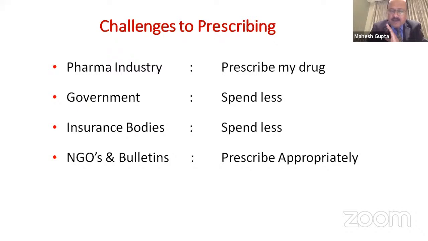Now government has its own restraints. They will always tell you spend less. Insurance bodies also don't want to pay large amounts of money, so they will also say spend less. And then NGOs and bulletins, they would pressurize you to do the right thing, that is, prescribe appropriately. So we need to work keeping in front these challenges.